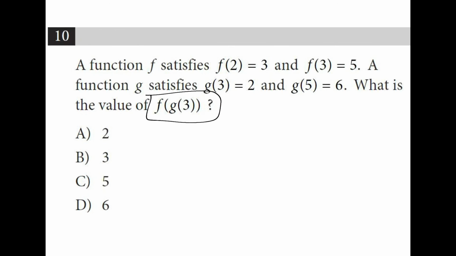So this is a composite function. To find g of 3, which is the innermost part where you start, you look here and you get 2. So then we're taking f of 2, which they gave us the answer up here. It's 3.